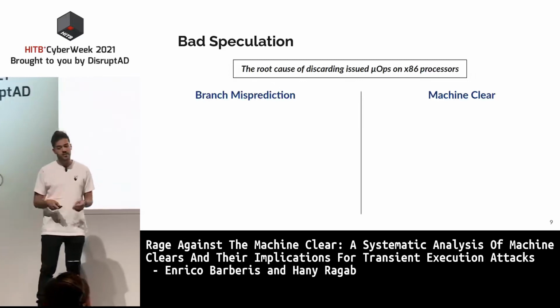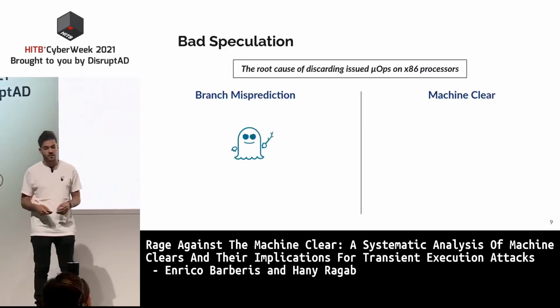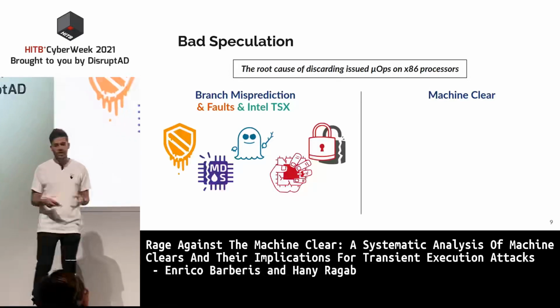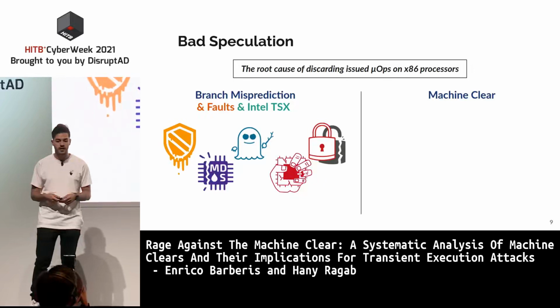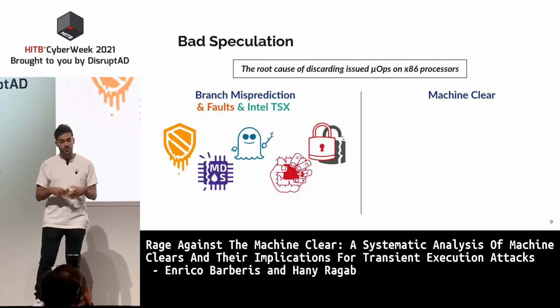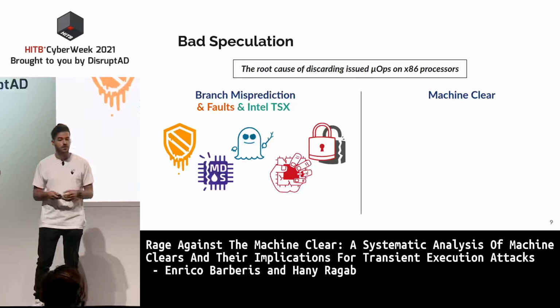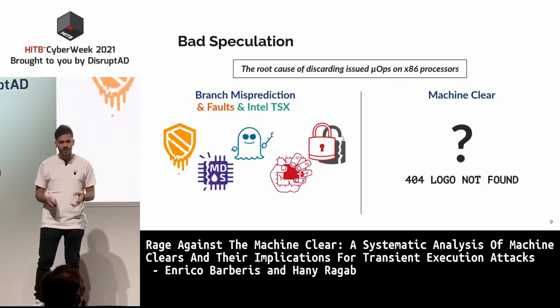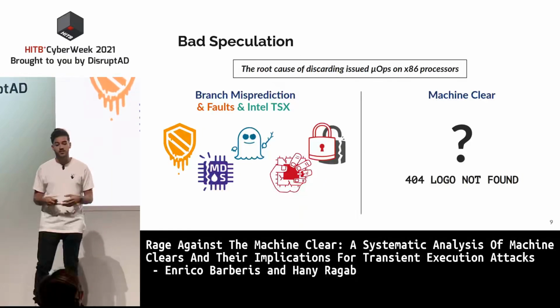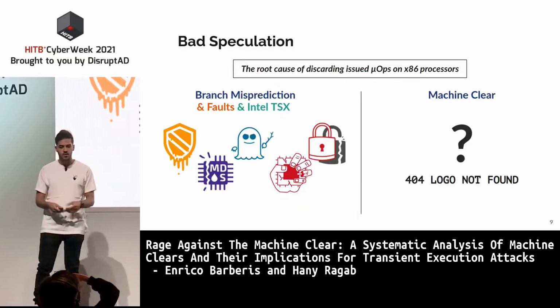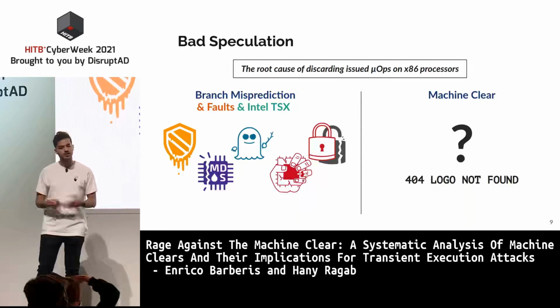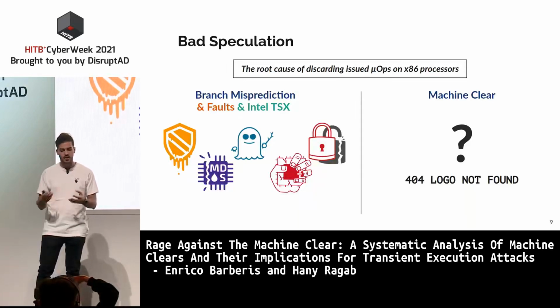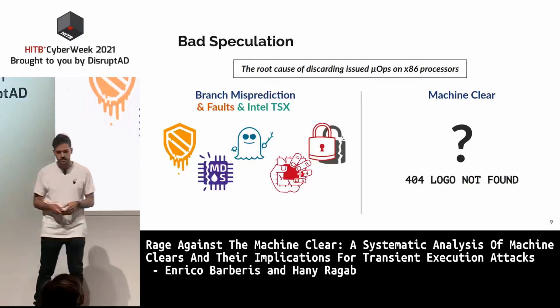Branch misprediction has been widely explored, for example in Spectre, and along with different types of faults and different ways of aborting an Intel TSX transaction, all these three methods have been widely explored in all previous transient execution attacks. The class of machine clear remains widely unexplored until now. So everyone that wanted to create a transient execution path had either to create a fault, abort an Intel TSX transaction, or mistrain a branch predictor and mispredict. But no one explored the other ways of creating these transient execution paths that fall under the class of machine clear. And this is what we did in this work.